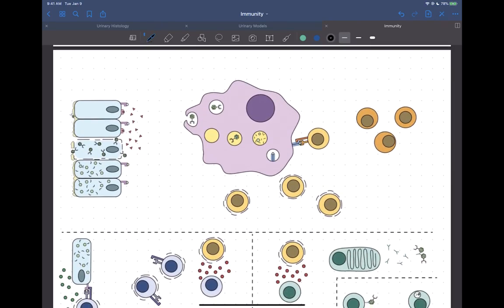Okay, so now let's look at this kind of as a picture and as a process. All right, so the first part of this picture, this is all going to be the innate immune system.